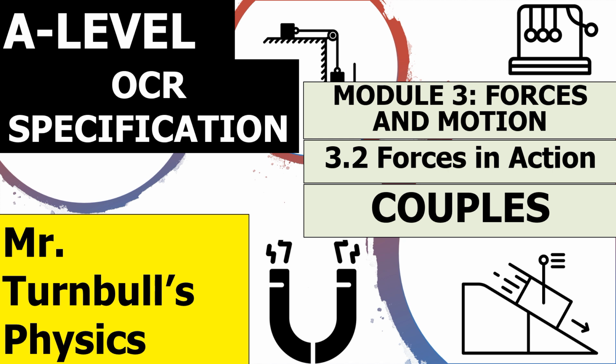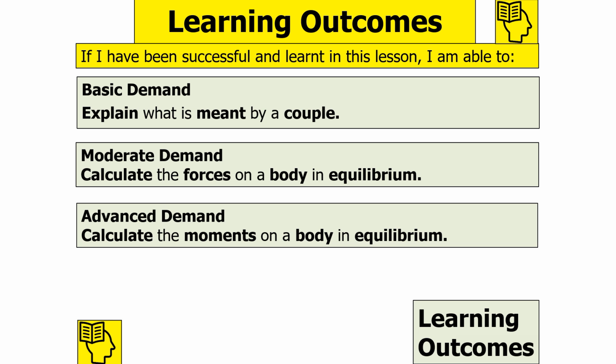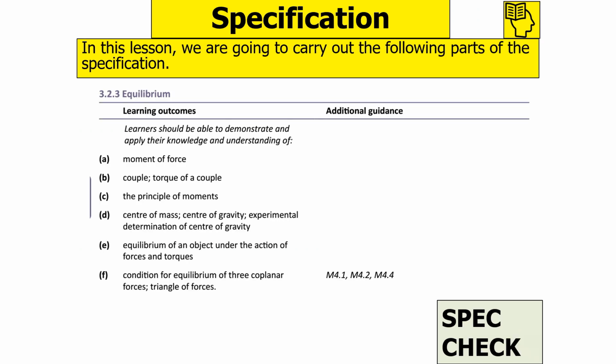So in today's lesson we're going to be looking at couples and how to calculate their properties based on laws of equilibrium. If we've been successful, we should be able to explain what is meant by a couple, calculate the forces on a body in equilibrium, and calculate the moments on a body in equilibrium. We're looking at the following part of the OCR A-Level Physics specification: 3.2.3 equilibrium, in particular couples and the torque of a couple.